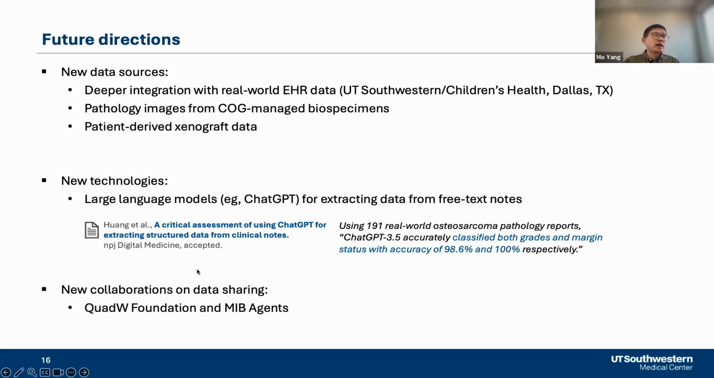Actually, our team has just had a new paper accepted by NPJ Digital Medicine, evaluating ChatGPT on precisely that purpose. And I quote from this unpublished manuscript that in this work, we indeed utilized 191 real-world osteosarcoma pathology reports, which we acquired from UT Southwestern and Children's Health. And here we found that ChatGPT can very accurately classify both the grades and the margin status information from those doctor-written medical notes at a very high accuracy. So we do see a potential to better utilize these novel technologies to facilitate the whole process.